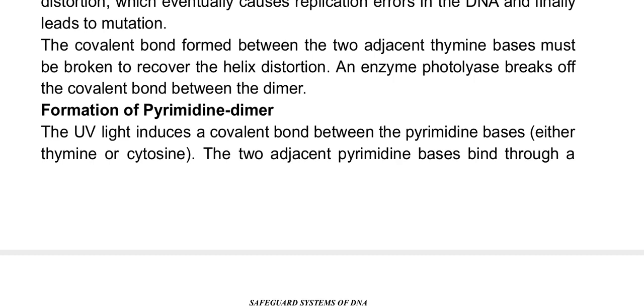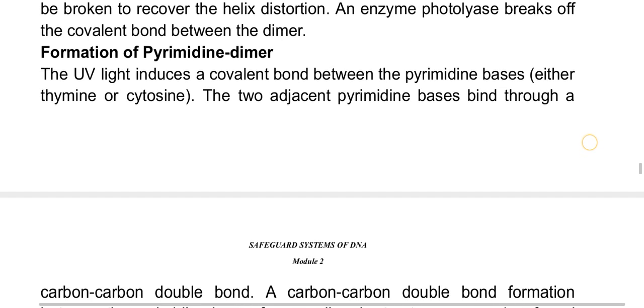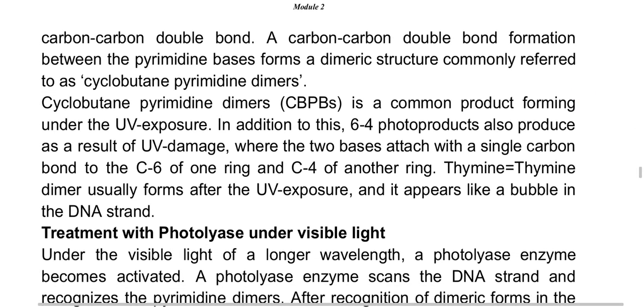Then, formation of pyrimidine dimer. UV light induces a covalent bond between the pyrimidine bases, either thymine or cytosine. The two adjacent pyrimidine bases bind through a carbon-carbon double bond. A carbon-carbon double bond formation between the pyrimidine bases forms a dimeric structure commonly referred to as cyclobutane pyrimidine dimers. Cyclobutane pyrimidine dimers, CPDs, are a common product formed under UV exposure. In addition to this, 6-4 photoproducts are also produced as a result of UV damage, where the two bases attach with a single carbon bond to the C6 of one ring and C4 of another ring.